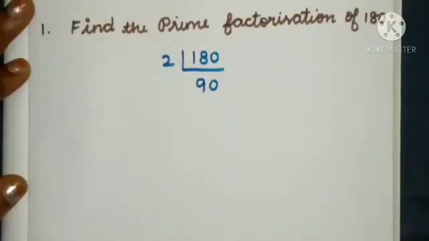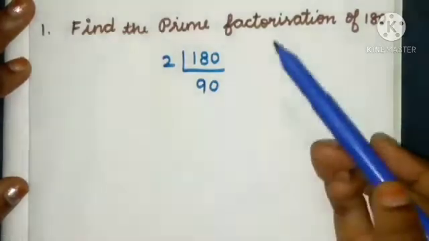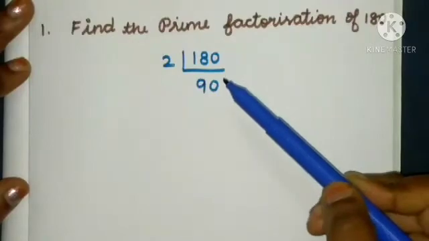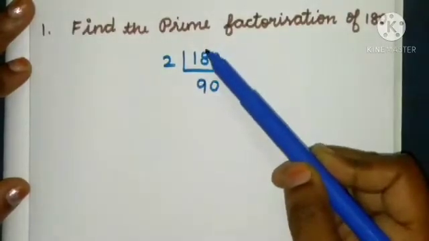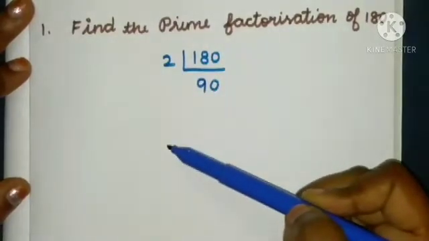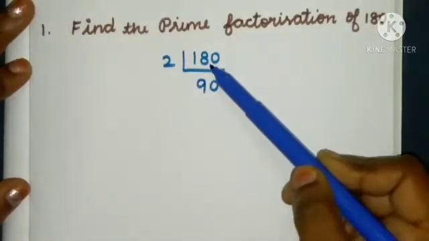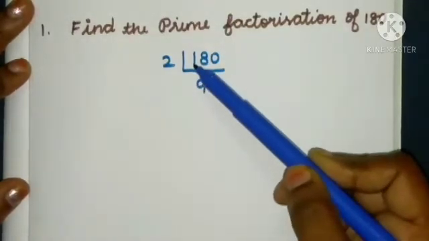First one, find the prime factorization of 180. Students, you have to find the prime factorization by the division method. First, you have to express 180 as a product of prime factors. Is it clear now, students? First, you have to express 180 as a product of prime factors.